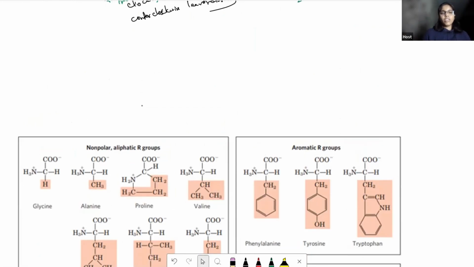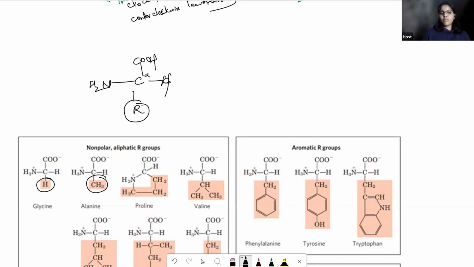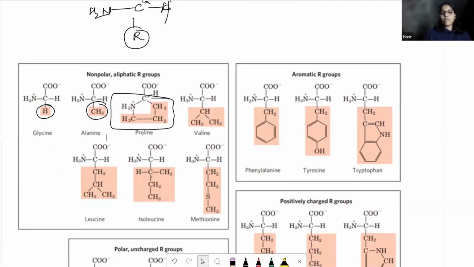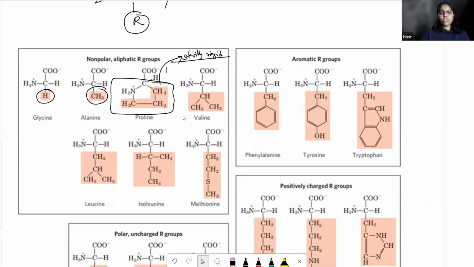As I have already drawn the basic structure of an amino acid, you will have an R chain, NH2 here, COOH here, and H here. So this R group keeps on changing from amino acid to amino acid. This is glycine, I have already told. Alanine has a methyl group, and proline has a ring structure. The proline ring structure is important because it makes it sterically rigid, and it can't participate in the alpha helix or other secondary structure conformations.